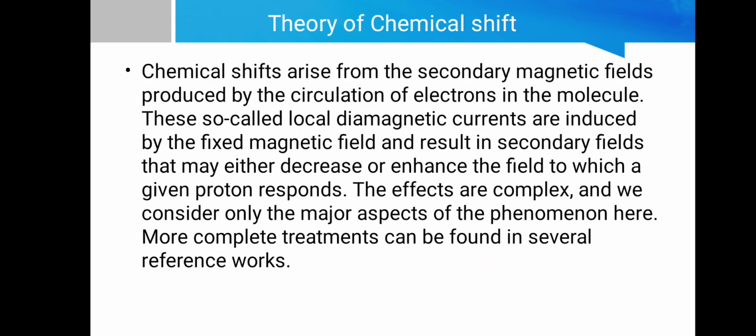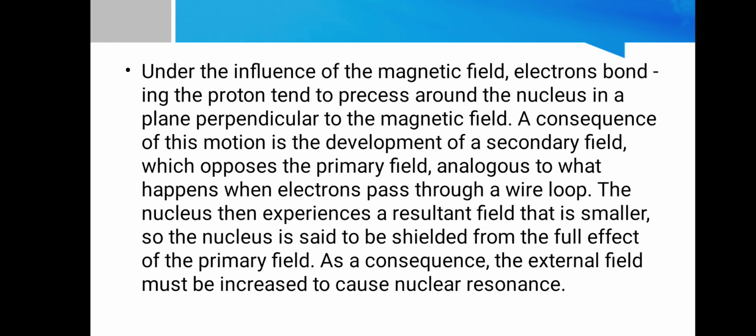Theory of chemical shift. So we will discuss it. Chemical shifts arise from the secondary magnetic fields produced by the circulation of electrons in the molecule. These so-called local diamagnetic currents are induced by the fixed magnetic field and result in secondary fields that may either decrease or enhance the field to which a given proton responds. The effects are complex and we consider only the major aspects of the phenomenon here. More complete treatments can be found in several reference works.